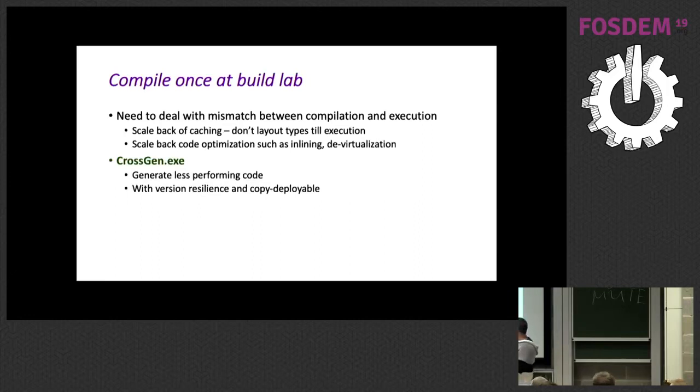So CrossGen is a new tool that we wrote that generates code which is version resilient. And it works on just one library. It doesn't know anything outside of it, so you can replace libraries as much as you want. The code in other places will not get invalidated. As I said, it's going to generate less performant code because not all optimizations are going to be allowed in this mode.